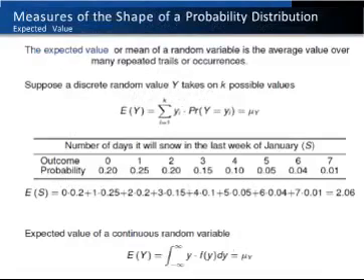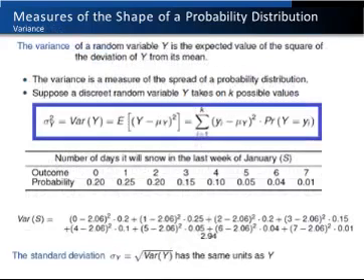Measures of the shape of a probability distribution. Expected value. The expected value or mean of a random variable is the average value over many repeated trials or occurrences. Suppose a discrete random variable y takes on k possible values, and the formula of E(Y) is given on this slide. The expected value of S is 2.06. The expected value of a continuous random variable is also given.